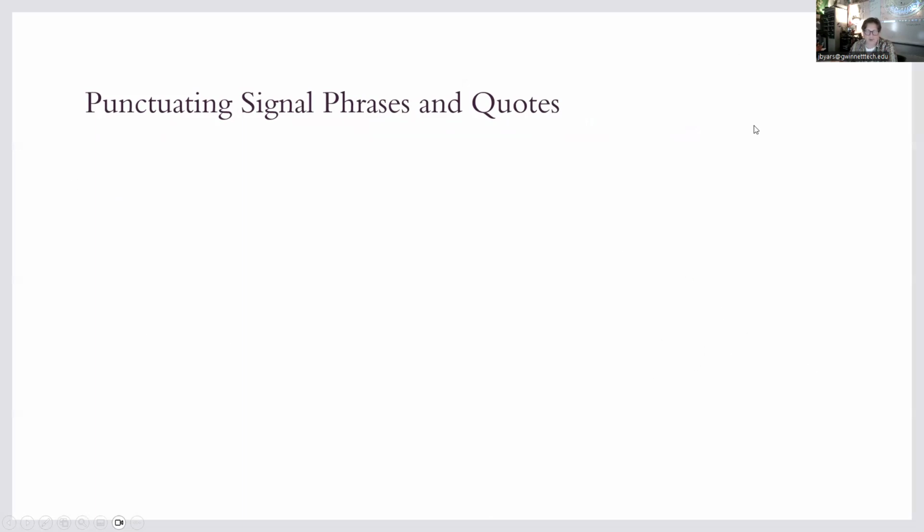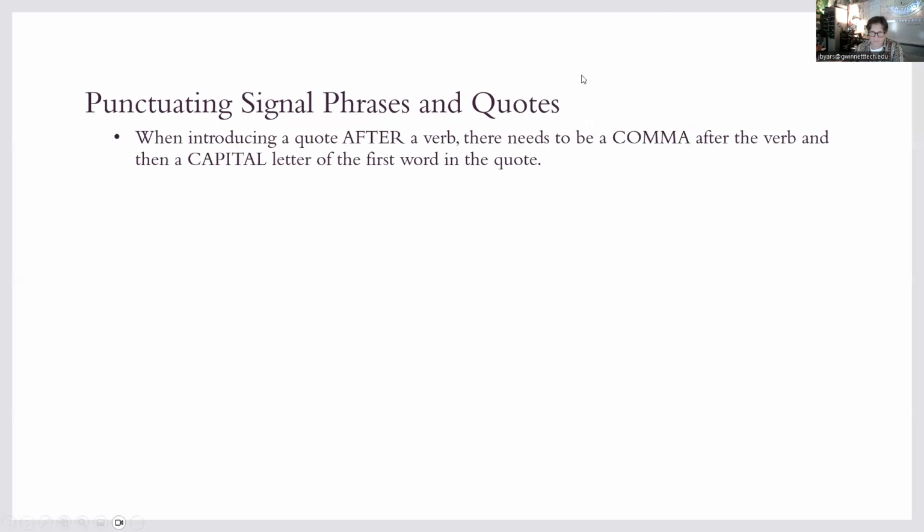Punctuating signal phrases and quotes. Punctuation is important. You will lose points if your quotes are not punctuated correctly. When introducing a quote after a verb, there needs to be a comma after said verb, and then a capital letter for the first word in the quote. The two things I want to explain to you are going to be really annoying and stupid, but they are standard English, and so you will lose points if you don't do these.